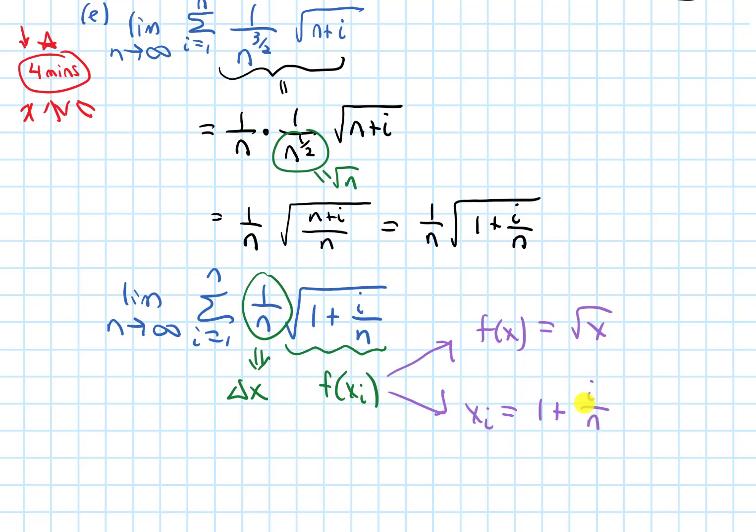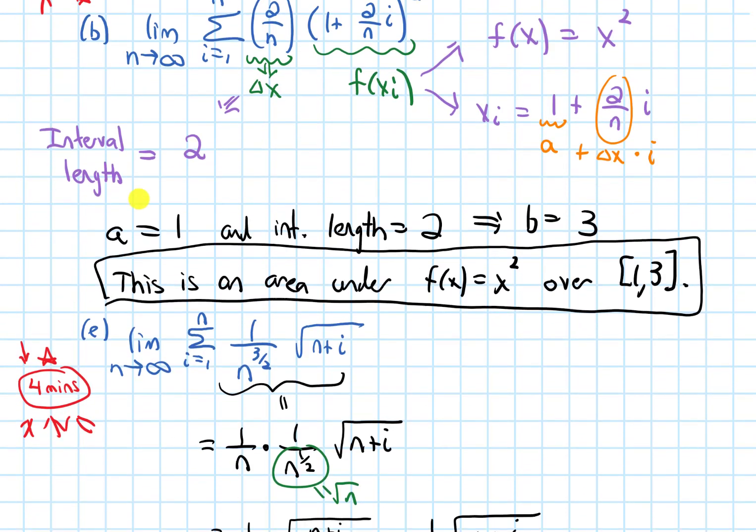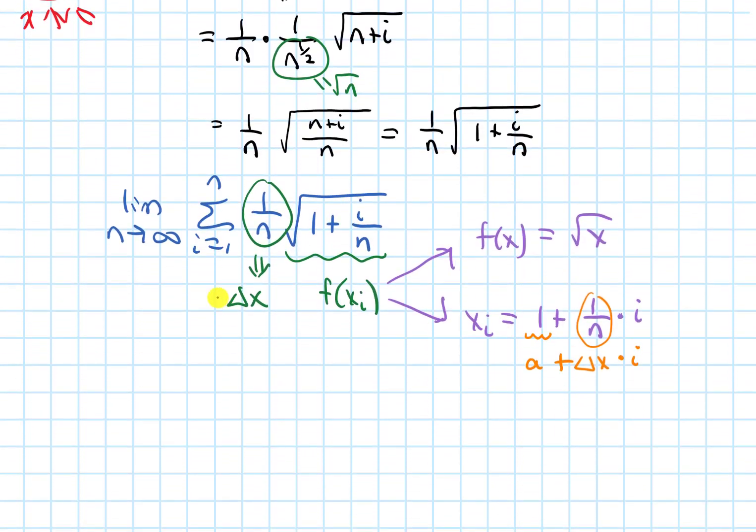And I'm going to rewrite the i over n as 1 over n times i. That way, I can see that this 1 represents a. This 1 over n is my delta x, and then we get times the i. Because now I can see this x sub i matches our general formula for what x sub i should be. Okay. So from here, I know my f of x, I know my value of a, that's 1, I just need the value of b. So from delta x, this is going to tell me how long my interval is. So our interval length, remember that's just the numerator of delta x, that's going to be 1.